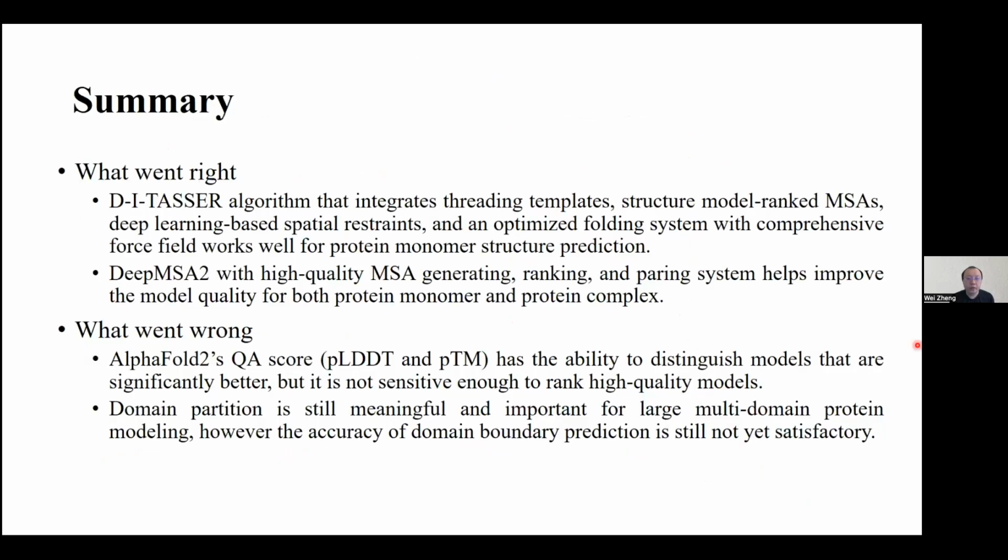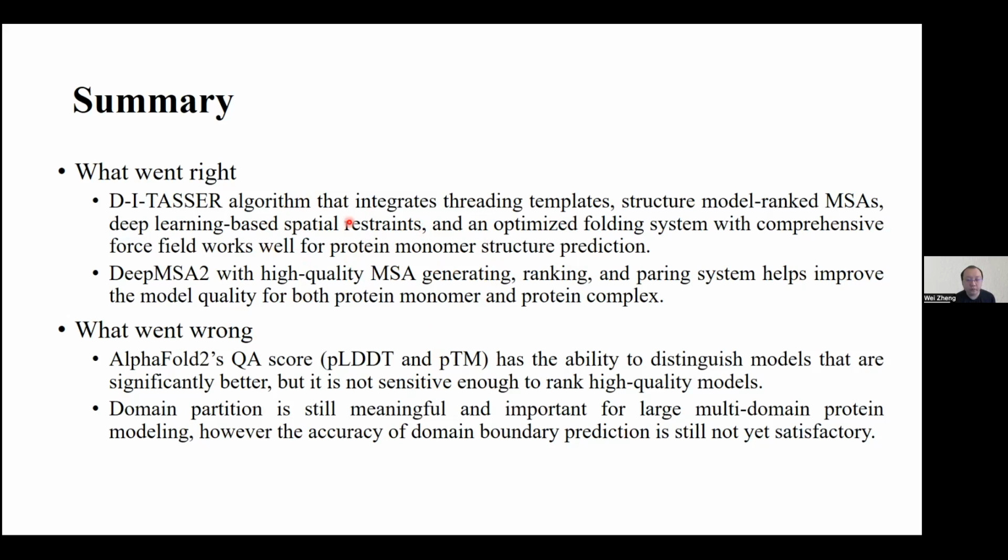Okay, in summary, first, what we think went right. The pipeline that integrates threading templates, structural model ranked MSAs, deep learning based spatial restraints, and the folding system with a comprehensive force field works well for protein monomer structure prediction. What's more, DeepMSA2 with the high quality MSA generating, ranking, and pairing system helps improve the model quality for both protein monomer and protein complex.